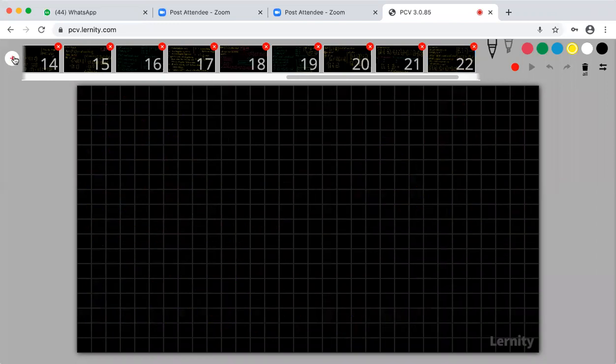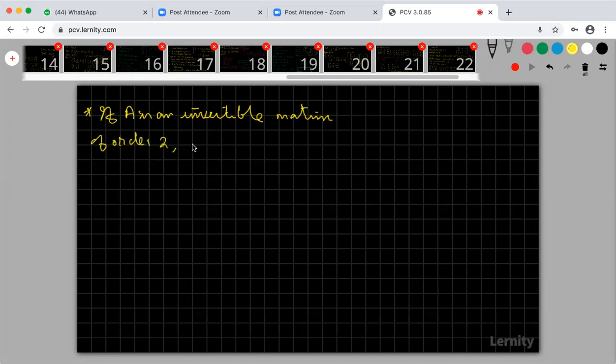The problem is, the question is: if A is an invertible matrix of order 2, then the determinant of A inverse is equal to dash. This is the last question in that exercise. Some options are given.